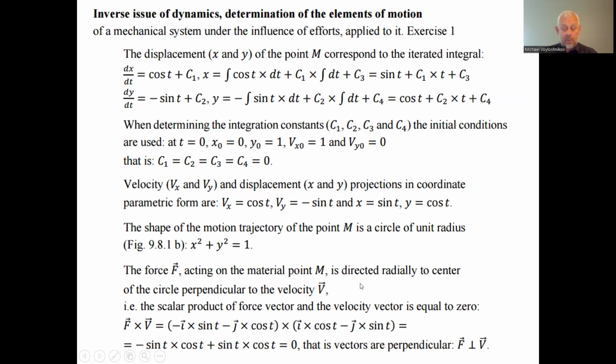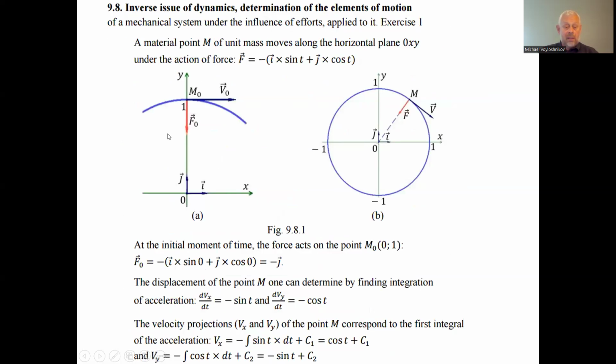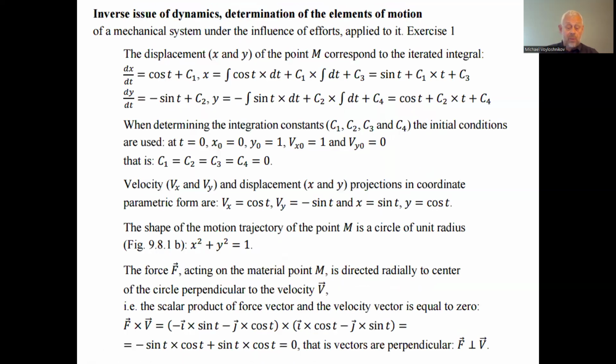The force acting on the material point is directed radially to the center of the circle, perpendicular to the velocity. How can we check this? It is understandable that the force is directed to the center of the curvature if the derivative of the velocity would be 0, but we have to check it first. To do the check, we can find the scalar product of these two vectors, because if the vectors are perpendicular to each other, then the scalar product has to be equal to 0. This is the definition of the scalar product of the force, and this is the definition of the velocity vector.